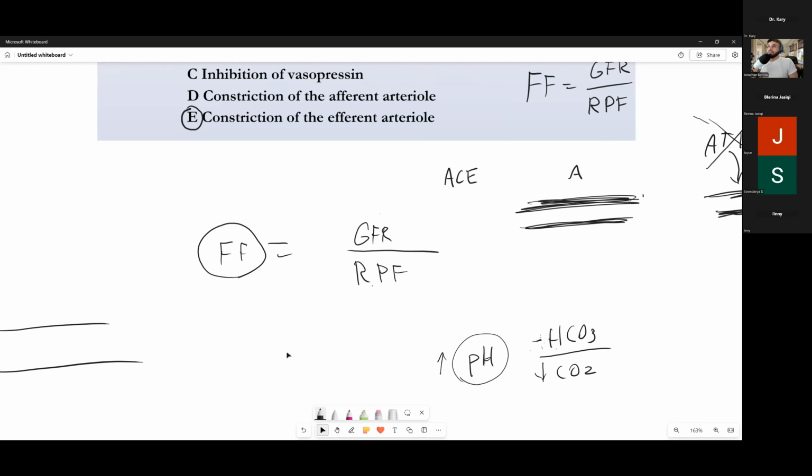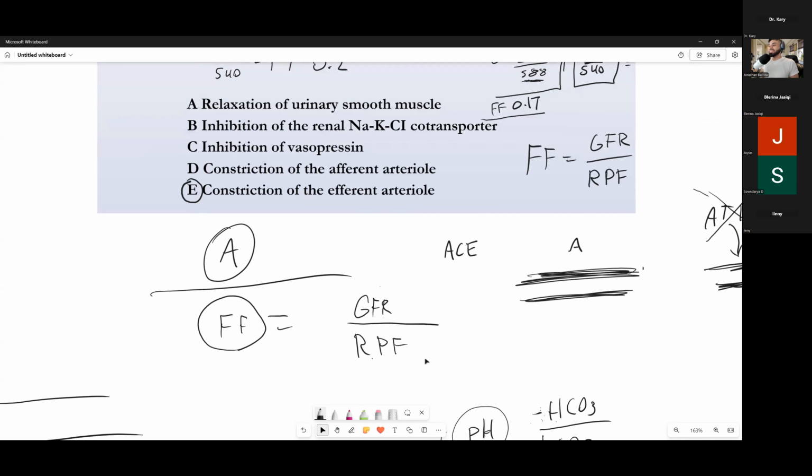Okay, I get it. It's the one that comes before. So, in simple English, constriction of the afferent will drop both GFR and the renal plasma flow, and your filtration fraction will be normal. So this is not even an answer. The filtration fraction would just be normal. Why? Because the blood that you're bringing to the game, to the field, is now limited.